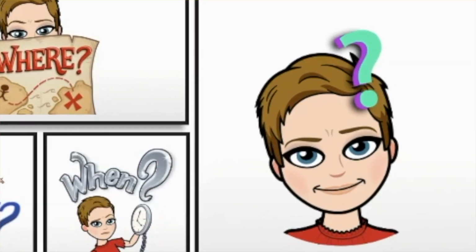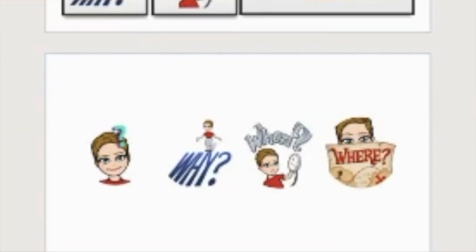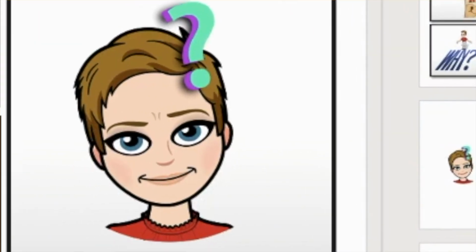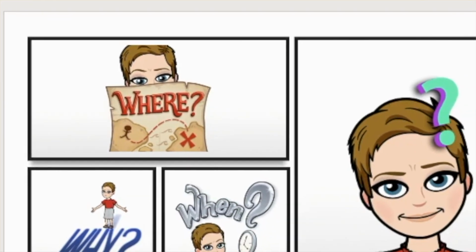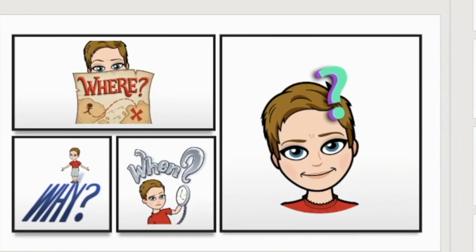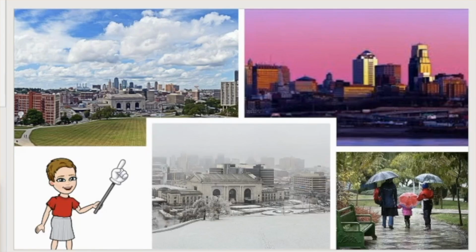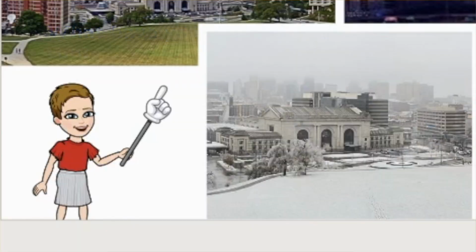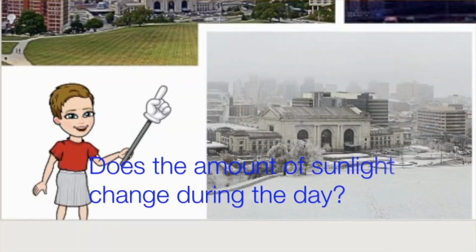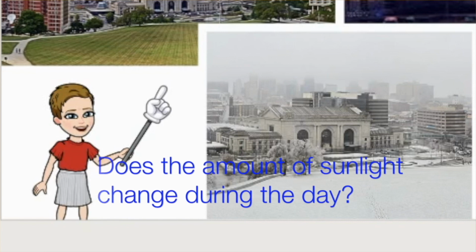Now, junior scientists, I am going to ask you a different question. That's right. As scientists, one of our most important jobs is to get very good at asking questions to find out what we want to know. When you have been making your weather observations, have you taken notice of the sun? What have you noticed about the sun? Today, our job is to keep an eye out for the amount of sunlight we see during the day.